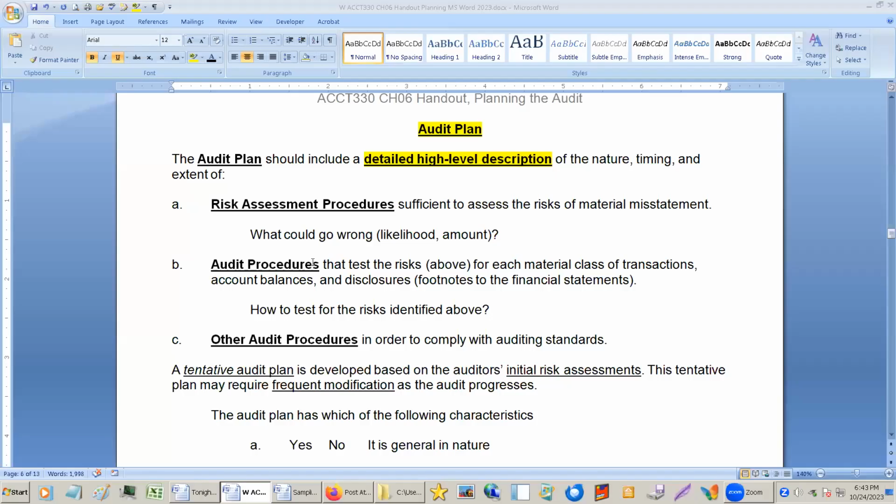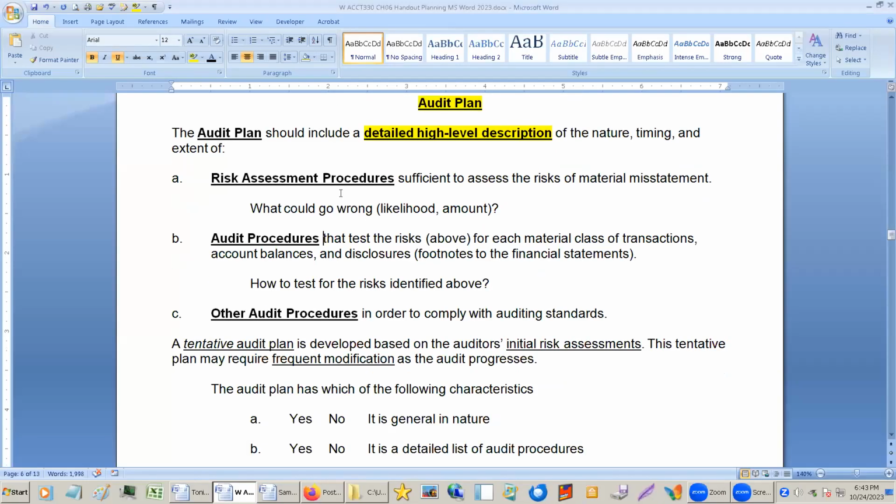because they say, okay, here are the risks. We have to test for those risks, and those are all written down, written procedures.